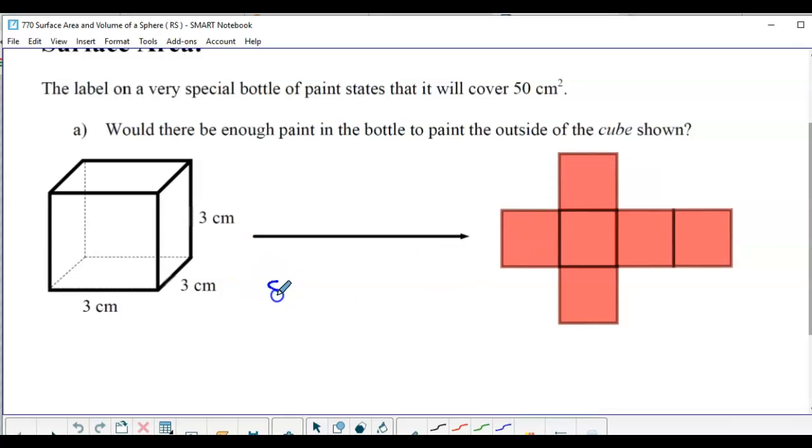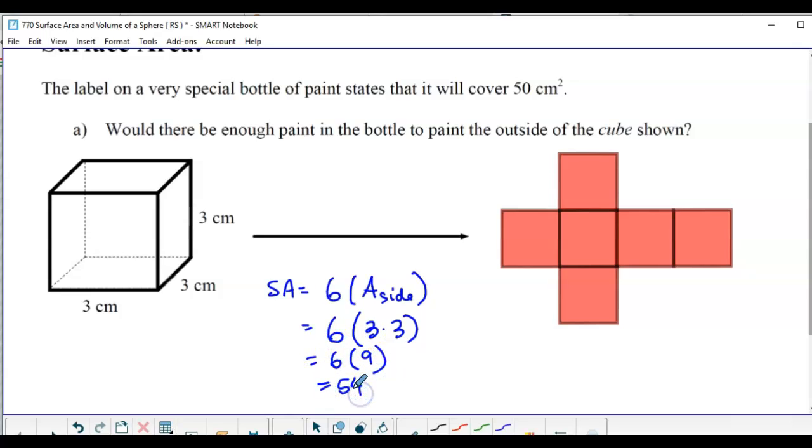So surface area will be 6 times the area of a side, or a face, whatever you want to call that. So 6 times 3 times 3. So 6 times 9 is 54, and that is centimeters squared. Okay, and so that's the surface area. Then we take a look. The paint in that special bottle covers 50 centimeters squared. So therefore, no, there won't be enough paint.